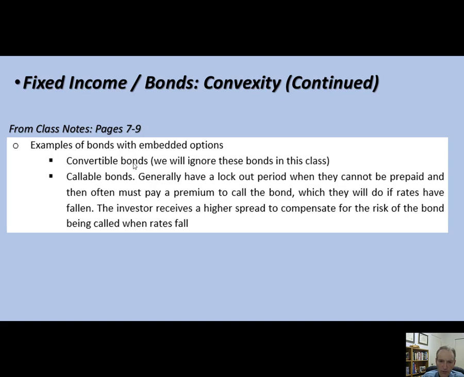But I'm going to ignore convertible bonds. Convertible bonds are bonds that can be converted into stocks, into shares of stock. But let's talk about callable bonds. Callable bonds allow the borrower, so if you lend money to Exxon Corporation and it's a callable bond, they may pay you 5% for 10 years. However, they have the right, after some lockout period, to repay that bond early. And if interest rates have fallen, they'll probably do it. And they'll know whether to do it or not.